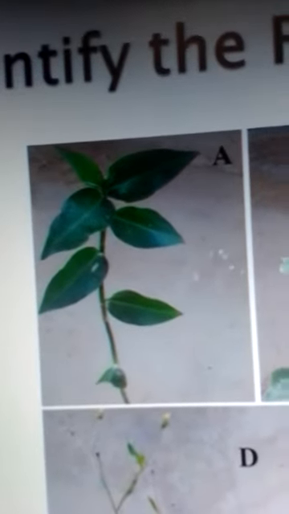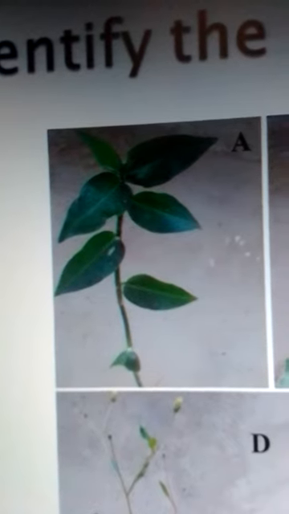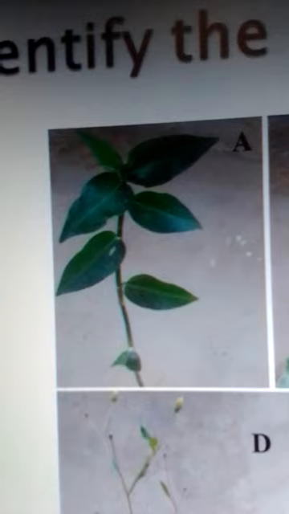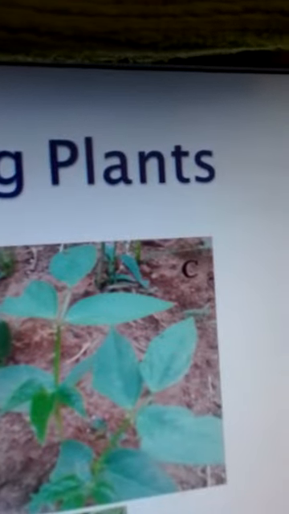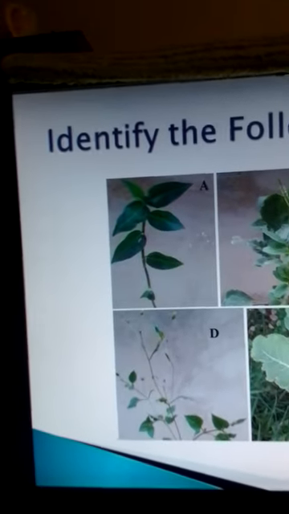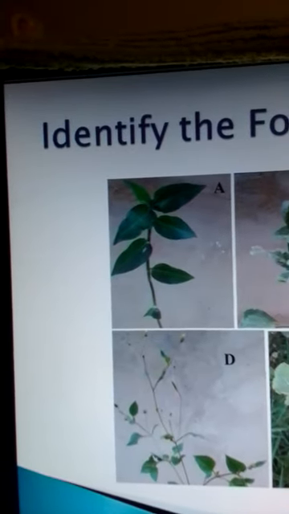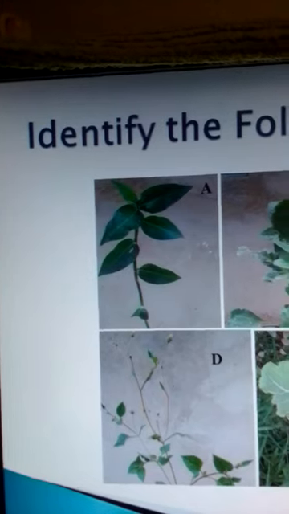Plant number A, that plant is the tropical spiderwort. It is also called the wandering Jew. Plant number B is the pigweed, which is used as a vegetable by some communities. Plant number C is the cowpeas, which is also a vegetable. The plant number D is the blackjack or Bidens pilosa.